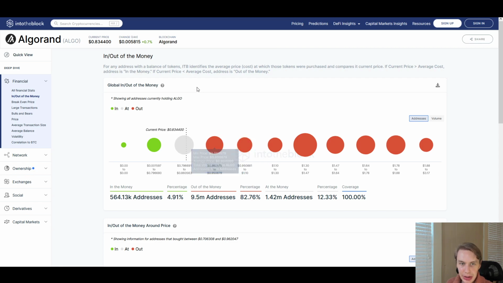And basically the way that this works is it's just looking at the realized price of assets on chain. And the idea is that when an Algo token has changed hands, someone sold it for some amount of money, and that's the realized price. But then someone bought it for that amount of money, and that became their cost basis for that Algo token. And that allows you to determine the average cost basis of a given address in the Algo space.